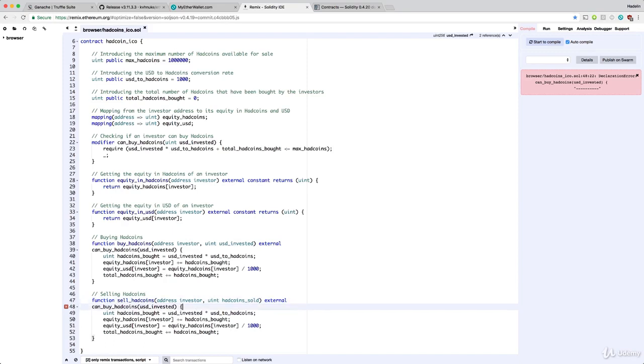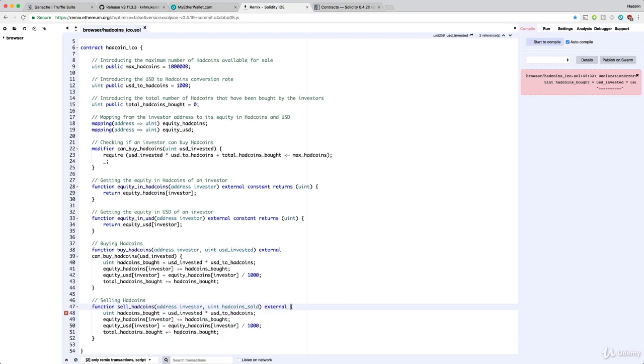Now, second line. So the second line is, remember, using our modifier, which will check if the investor can buy some at coins. So here, of course, it's totally irrelevant because we don't need to check that we can buy some at coins if we're selling the at coins. So I'm just removing this and I'm putting the bracket right here in the previous line to start the function. And here, that's where we start defining the function. All right, so now this line, what do we have to do?